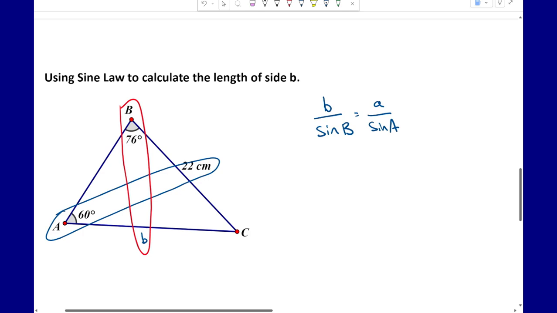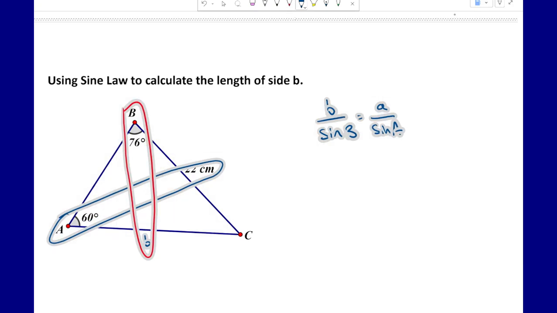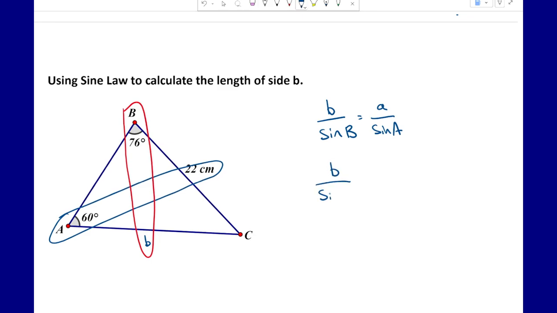We're going to plug in our information. So we have side B, we don't know what that is, over sine of angle B, or over sine of 76. And that is going to equal A over sine A. Oops, sorry. We do know what A is. Side length A is 22, and angle A is 60.